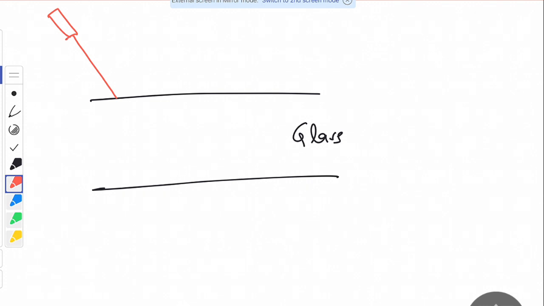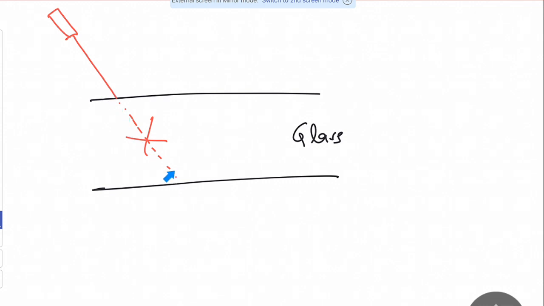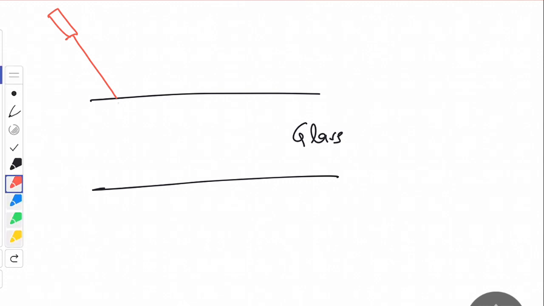Normally, light travels in a straight line, right? So if you use that logic, you should say, okay, this ray will go like this. But experimentally, it's found that this is not the case. The ray of light does not go straight like this. What happens? I'll tell you. This ray of light will bend a little bit.